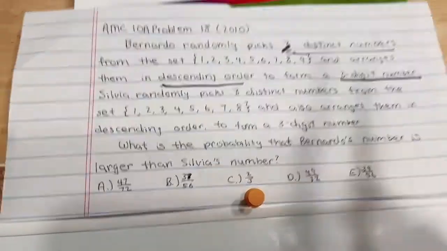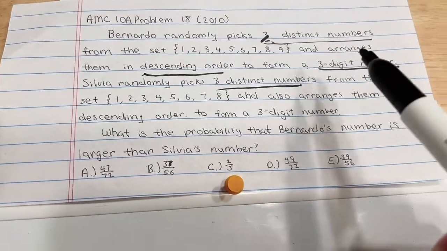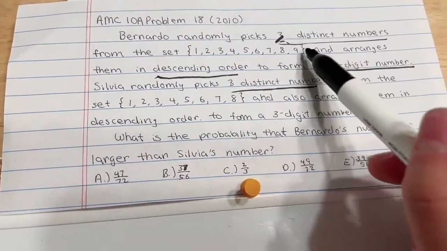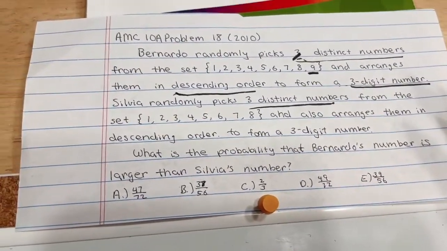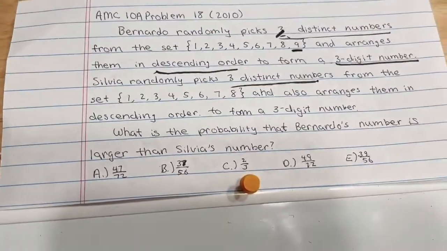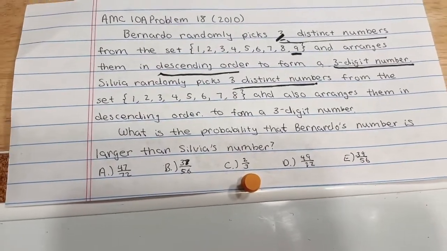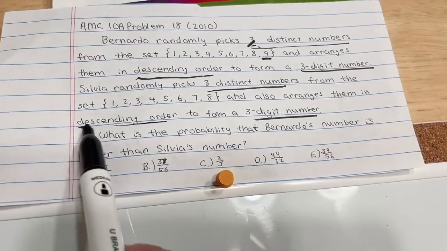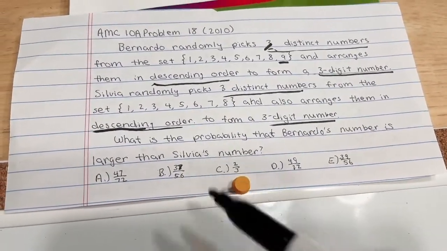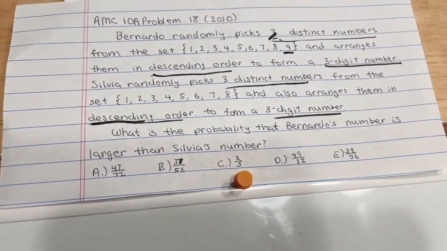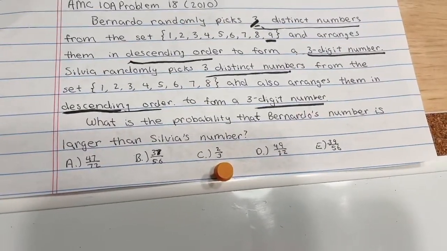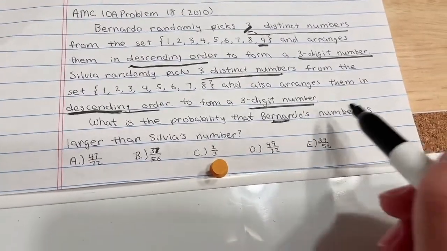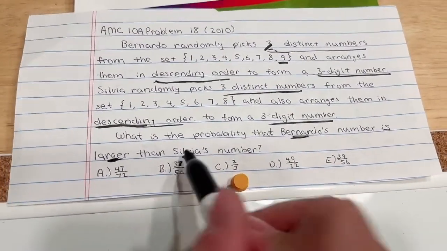Sylvia randomly picks 3 distinct numbers, like Bernardo, but it's from the set 1, 2, 3, 4, 5, 6, 7, 8, which we can tell here that Bernardo's set just has a number 9 and Sylvia's doesn't. And she also arranges them in descending order to form a 3-digit number. So basically the same, except for the fact that their sets are different. So it is asking you, what is the probability that Bernardo's number is larger than Sylvia's number?